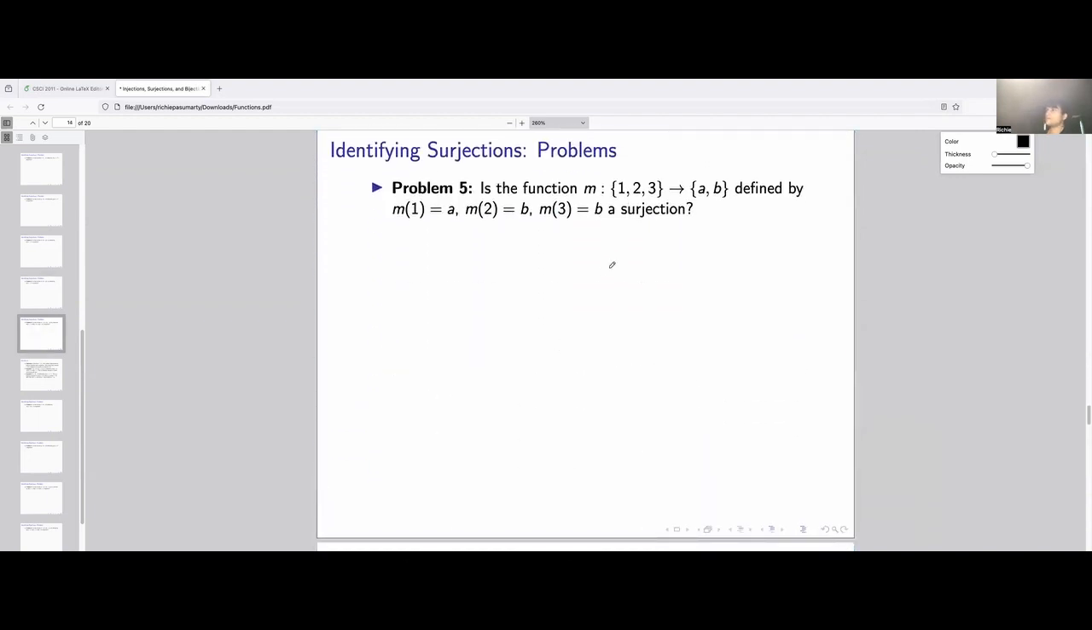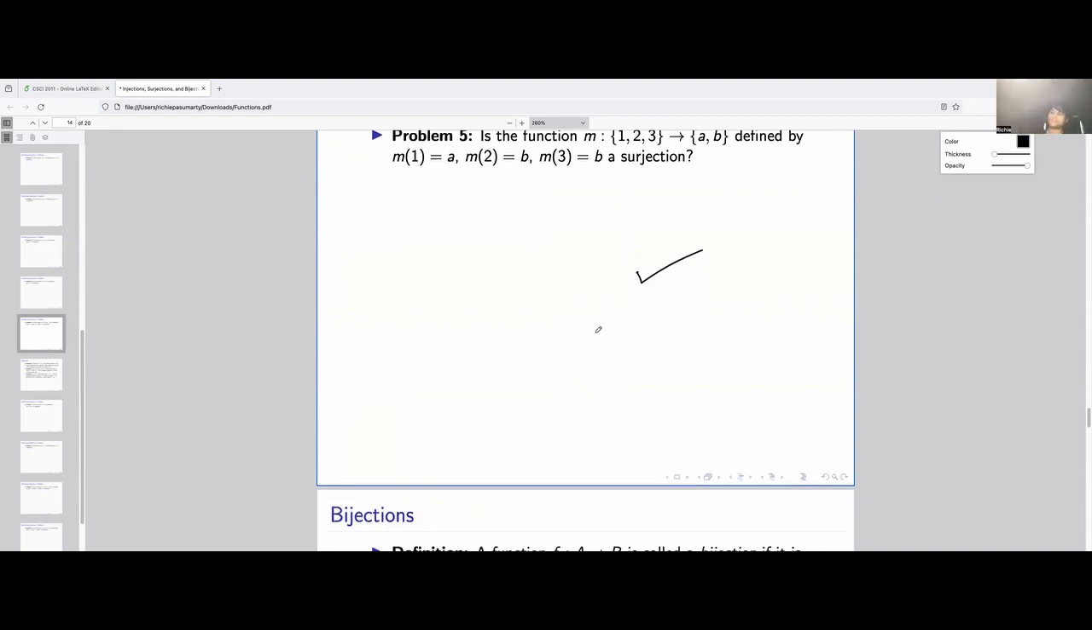All right, this question right here, is it a surjection? Can I find something which maps to A? Well, yeah, 1 maps to A. Can I find something which maps to B? Yeah, 2 and 3 map to B. So this is a surjection. So yes. All right, now we're going to talk about another very powerful class of functions.